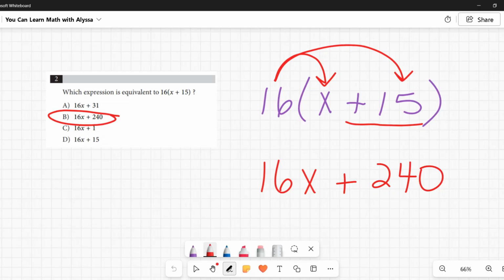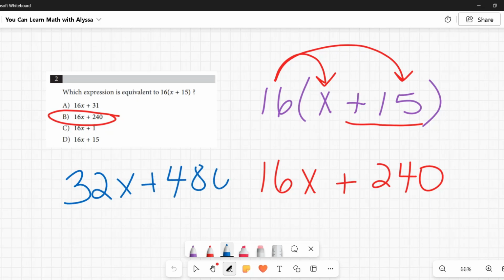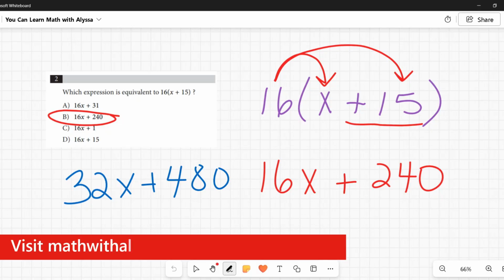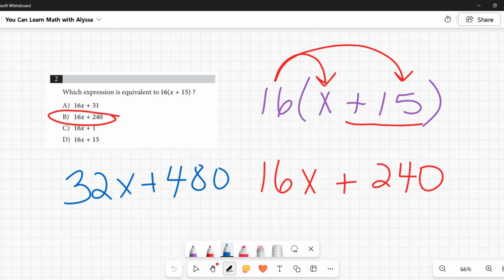If you'll notice in this one, all 4 of the answers start with 16x. They're being nice. That doesn't always happen. That's not always the case. I might have looked over there and seen 32x plus 480. They like doing stuff like that, where after you distribute, it doesn't match exactly with one of the given answers, in which case you're still looking for something that's equivalent.